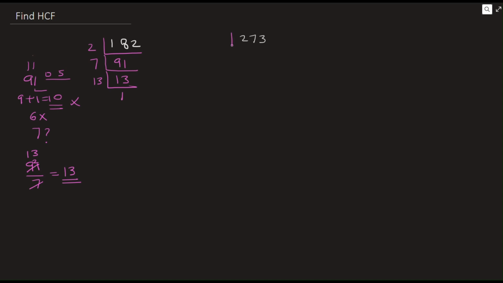Then I have the number 273. Which prime number divides 273 with no remainder left? I guess it is 3, because 2 plus 7 plus 3 equals 12, which is divisible by 3. And since the units place is not an even number, it is not divisible by 2. So the first prime is 3, and 3 goes 9 times in 27 and once in 3. So the answer is 91.